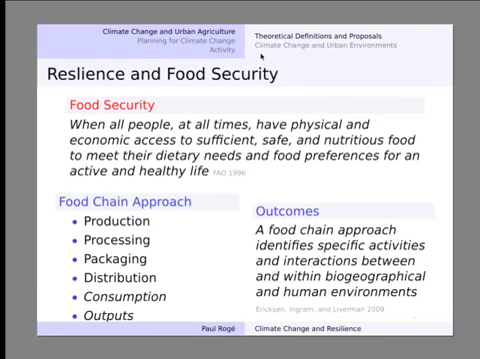The next definition slide is about food security, and this is from the reading. It's quoting FAO 1996. So, when all people at all times have physical and economic access to sufficient, safe, and nutritious food to meet their dietary needs and food preferences for an active and healthy life. So it's a pretty basic definition of just having access to food at all times and being able to have some choice in food preferences.